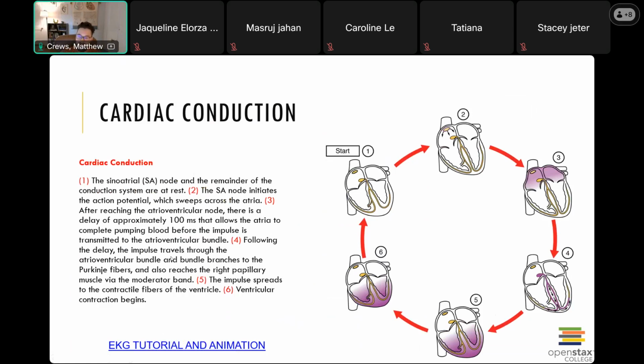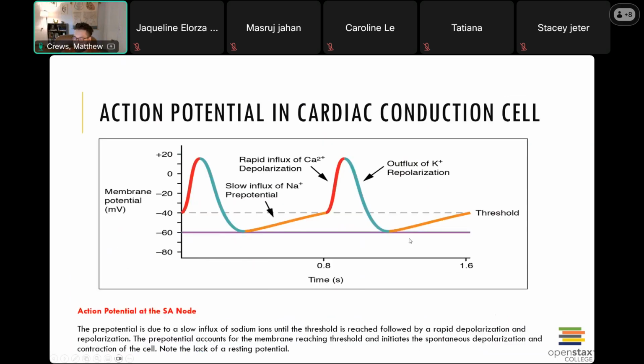But if you watch it, you'll be like, holy crap, that's awesome. So that's how that'll work. All right. So the action potential of cardiac conduction. So let's start with this.